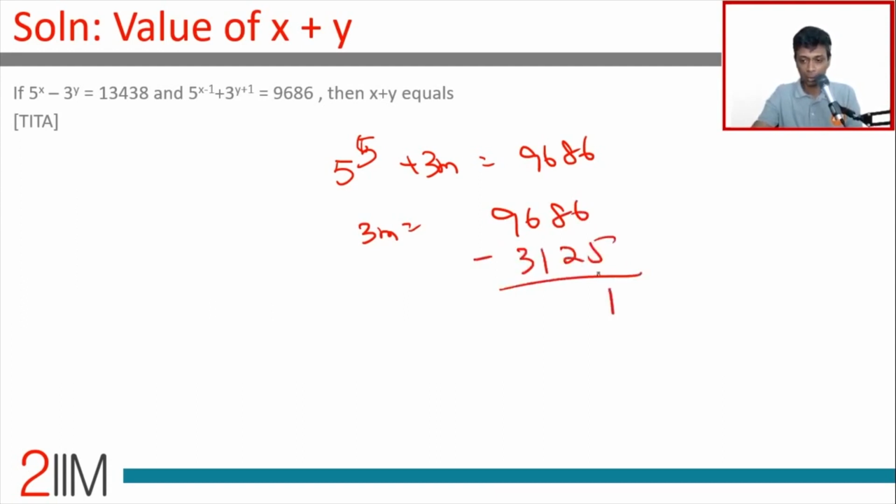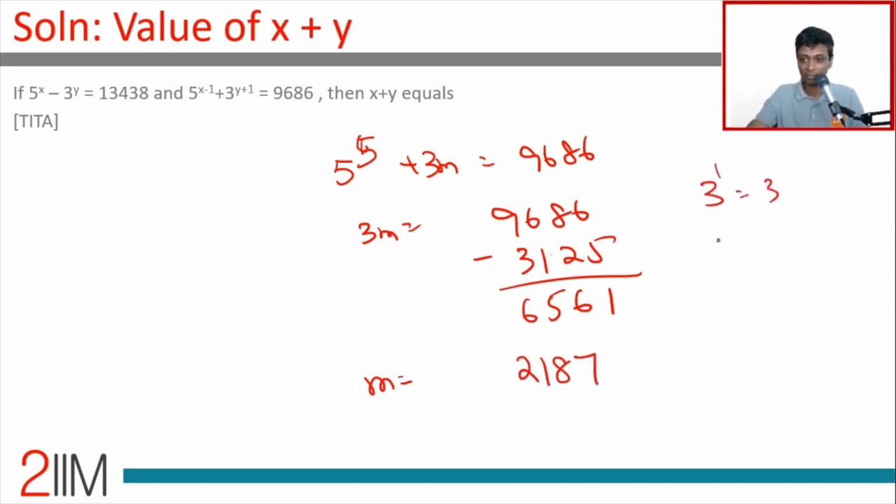6 minus 5 is 1. 8 minus 2 is 6. 6 minus 1 is 5. 9 minus... 6561 is 3m, or m equals, dividing this by 3, 2187.